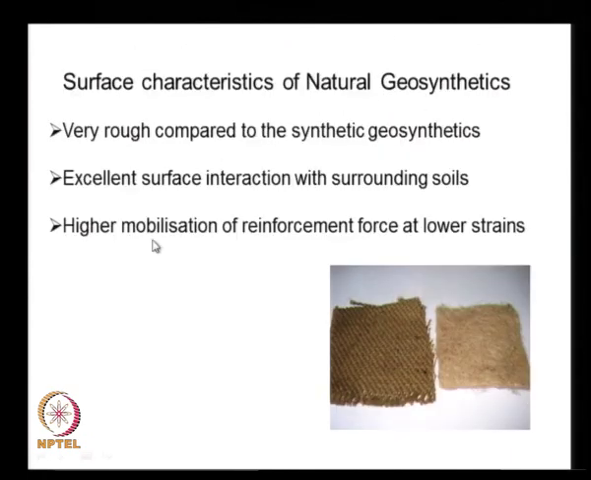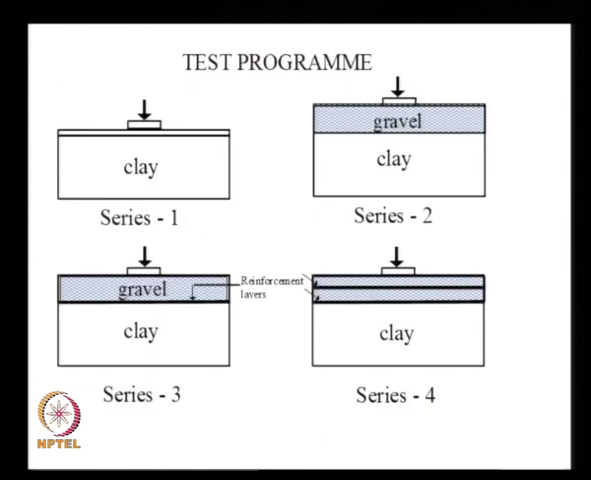Another characteristic of natural geosynthetics that we can make good use of is the surface character. The surface of most natural geosynthetics is very rough compared to their synthetic counterparts, and because of this roughness they have excellent surface interaction with the surrounding soil. That means they can mobilize higher reinforcement force at a lower strain, and I will illustrate that through some examples.